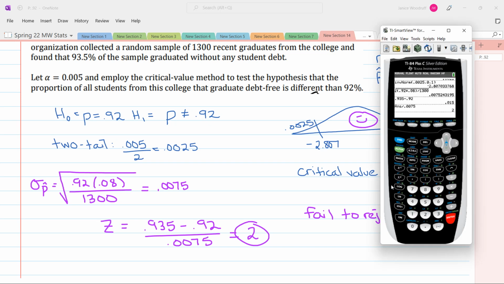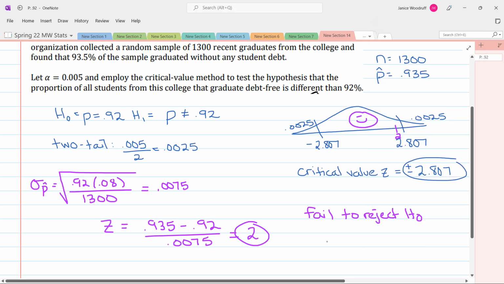Now, if we wanted to do the p-value for that, we would just go normal CDF, lower 2, upper 99, and 0.0228 would be the p-value.